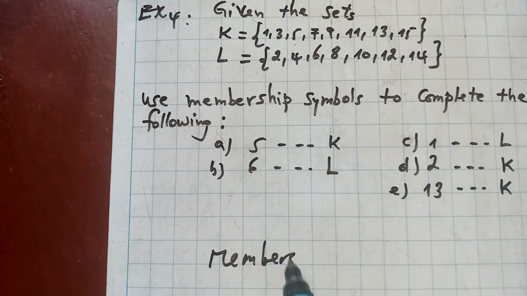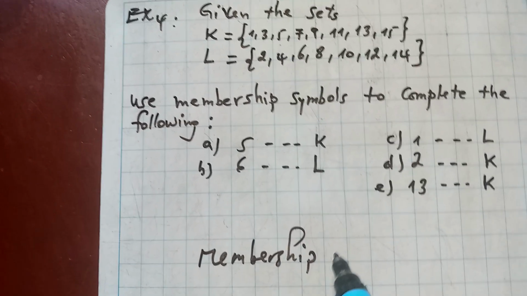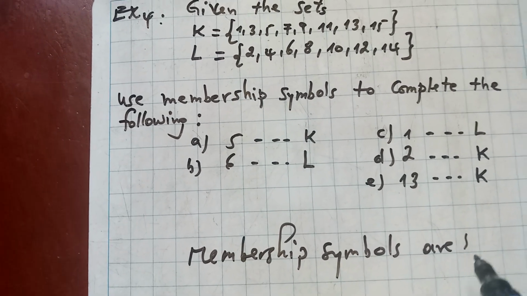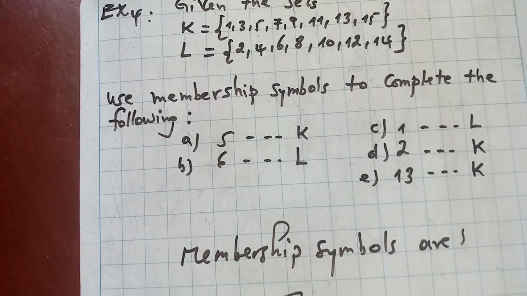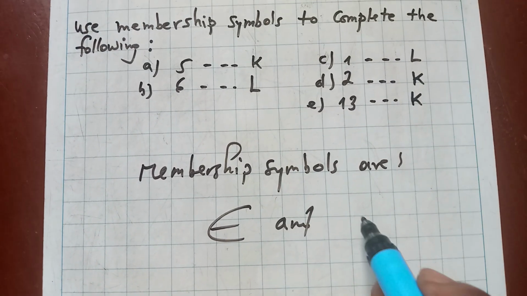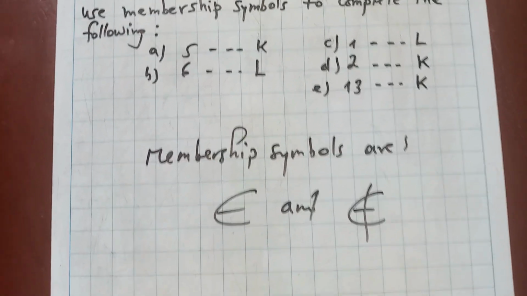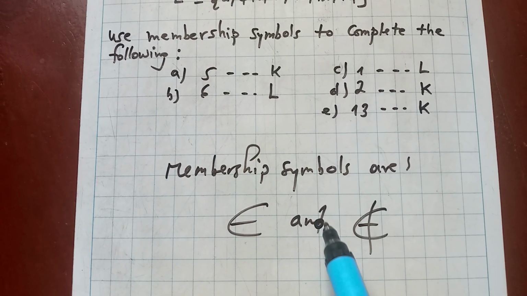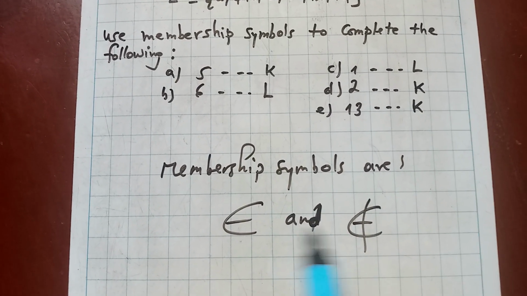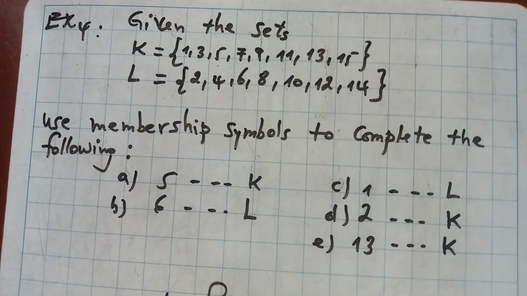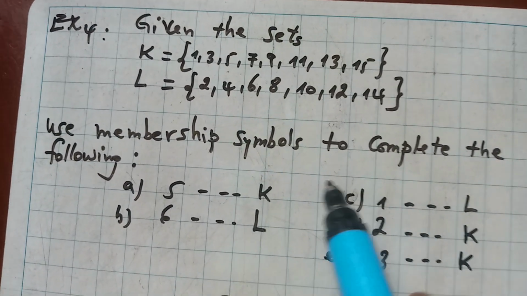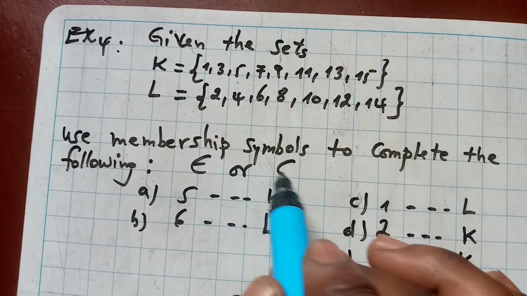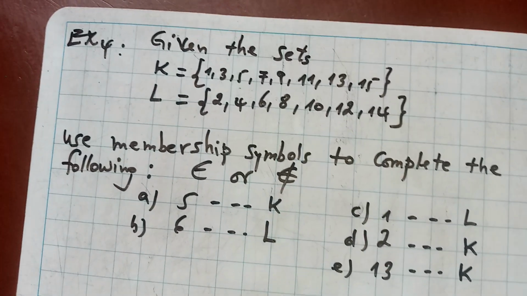membership symbols. They are this one and this one. We have two symbols. Membership symbols are those ones. That's why we need to use those symbols or this one to complete here.